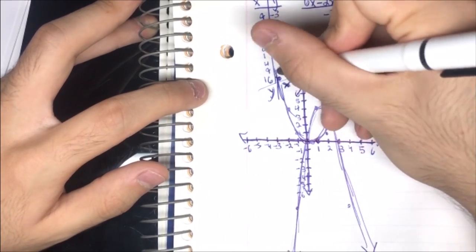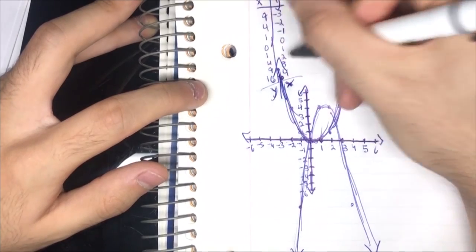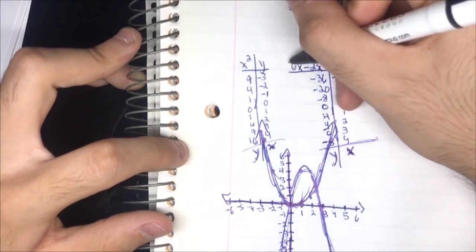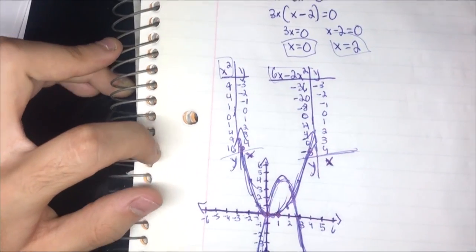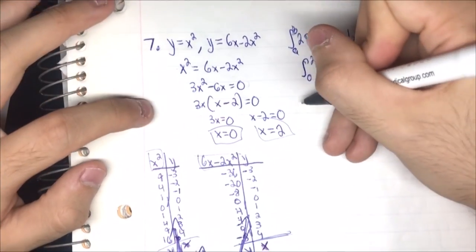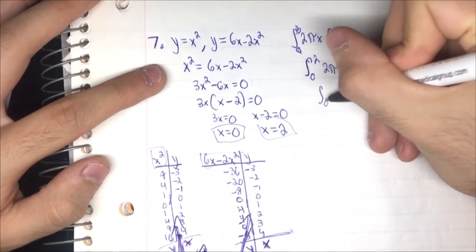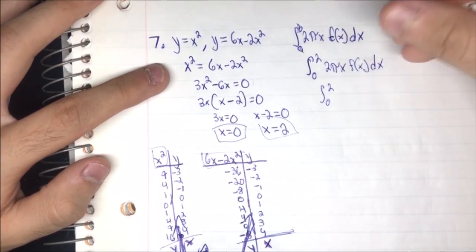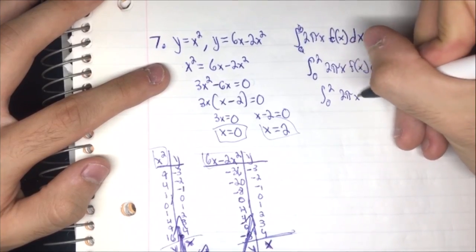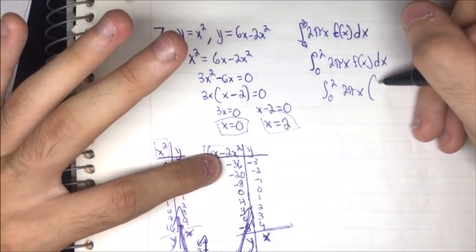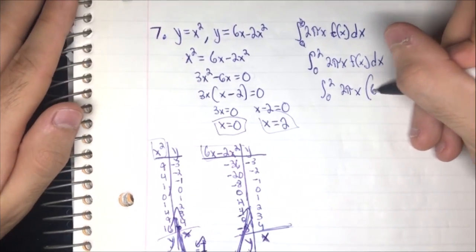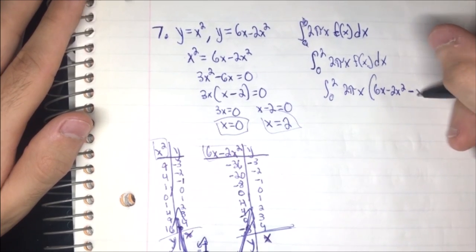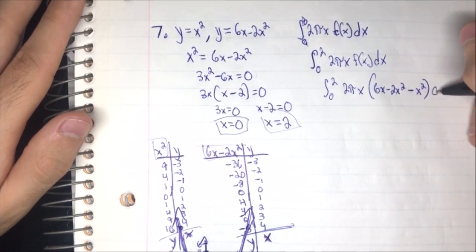So that's what you get when you sketch this. Alright, so it's top minus bottom. And the first one that we sketched was this one. So it's going to be this minus this. So now we can plug that into the formula. So 0 to 2, f of x dx. Alright, so let's see. 2 pi x, and then the f of x is going to be this one, we found it. This one is the top one, so 6x minus 2x squared, minus x squared. Alright, and dx. Cool.